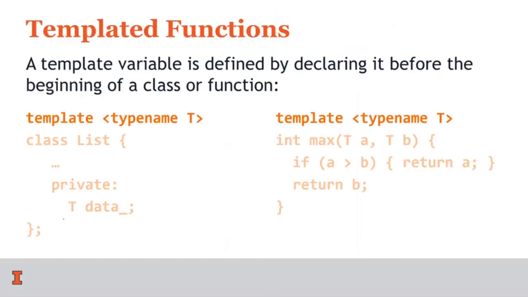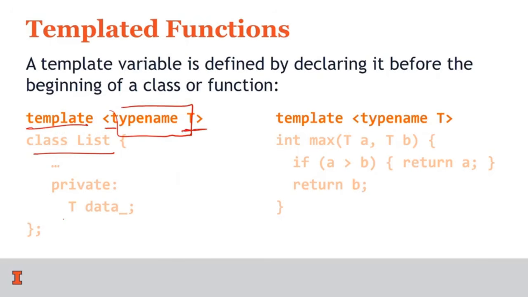A templated variable is declared by using a special syntax before the beginning of a class or the beginning of a function. Looking at the beginning of a class here, before the definition of the class, we have template with an open angled bracket and typename T. The only thing that's going to differ in this syntax is the T. This is the variable name for our template.